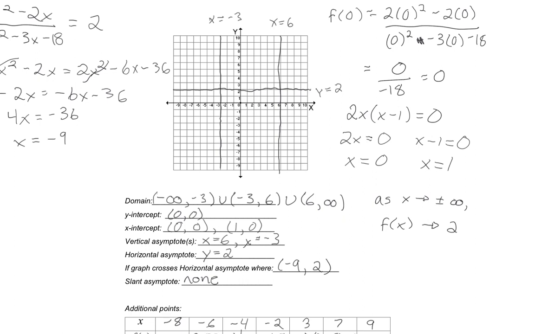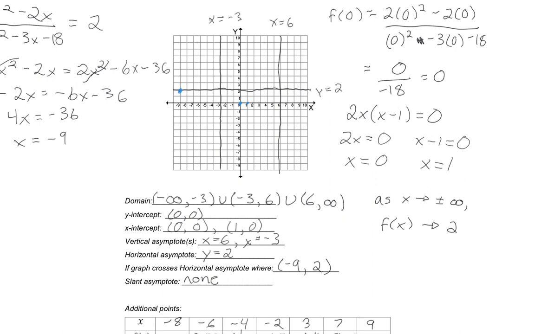Okay, I'm going to switch to a different color, and I'm going to plot some points. First we have a y-intercept and x-intercept at 0, 0. So I'll just mark that here. And then we have another x-intercept at 1, 0. So we have that going on right there. And then, let's see, we have a point at negative 9, 2. So that's right here.